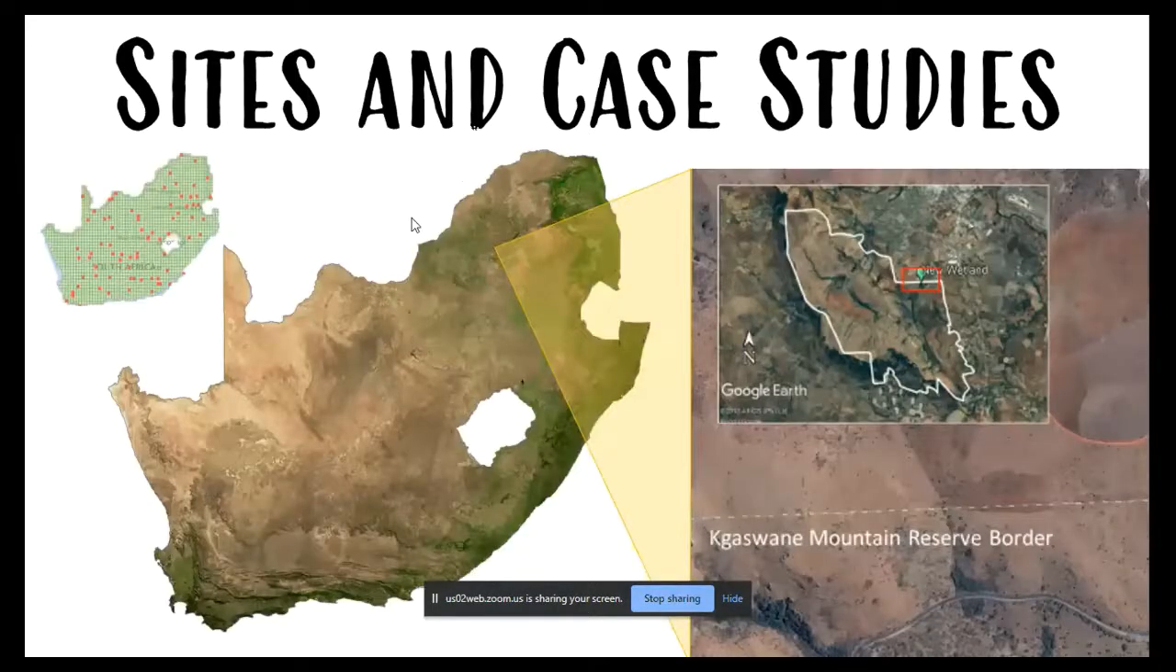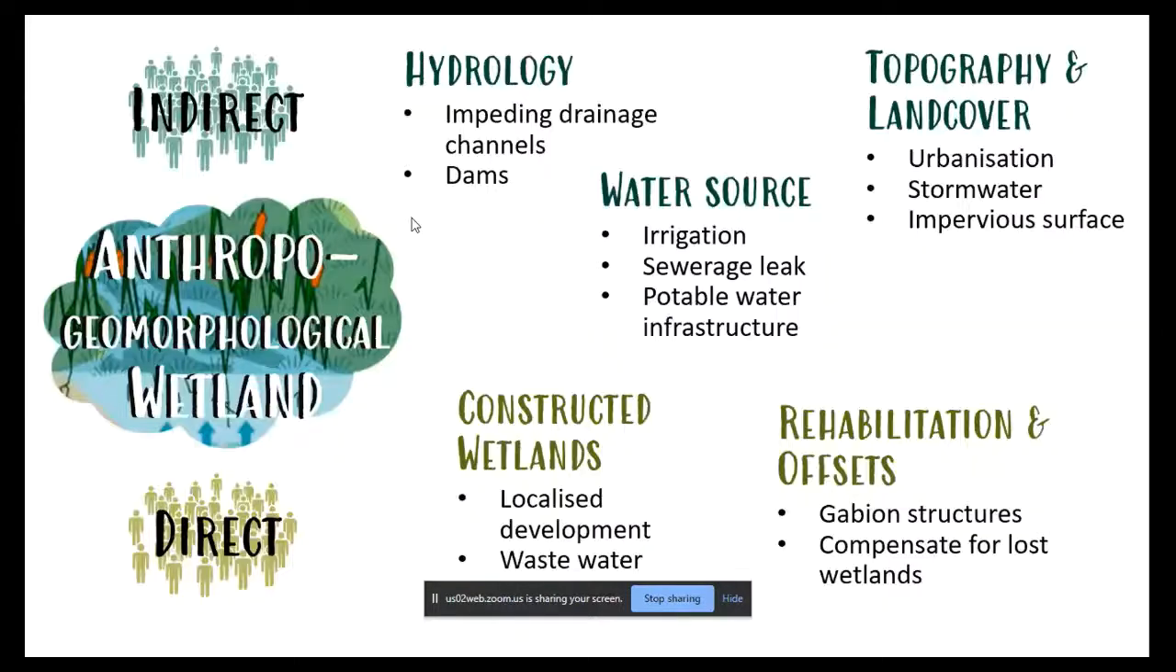This is an example of my sites, and we will get back to that a bit later. After I've identified these sites, I will be classifying them in terms of indirect and direct anthropogenic processes. This will hopefully later on help to diversify the classification.